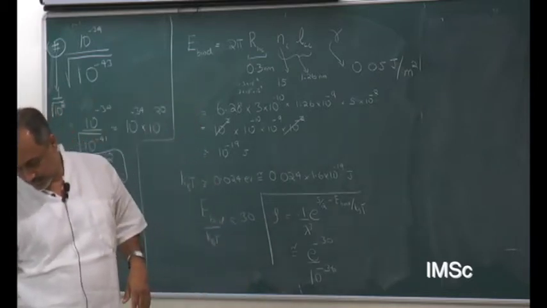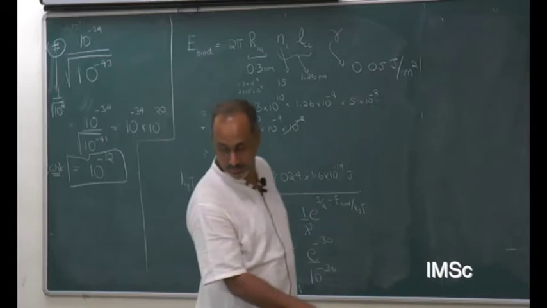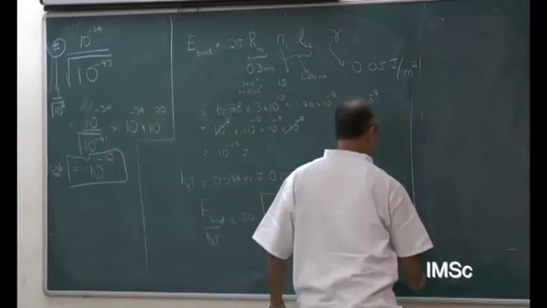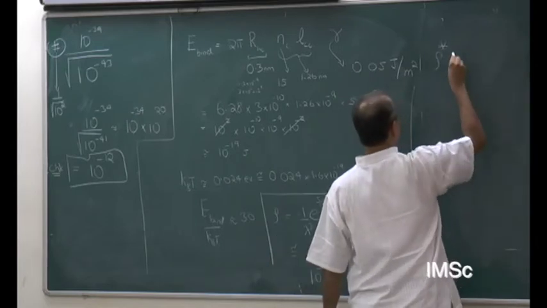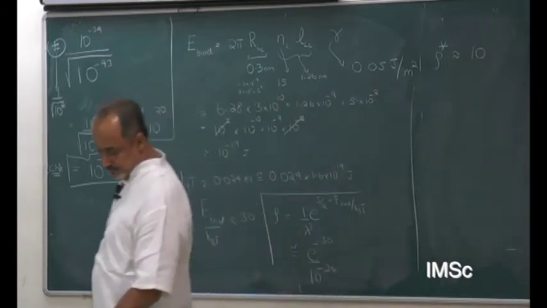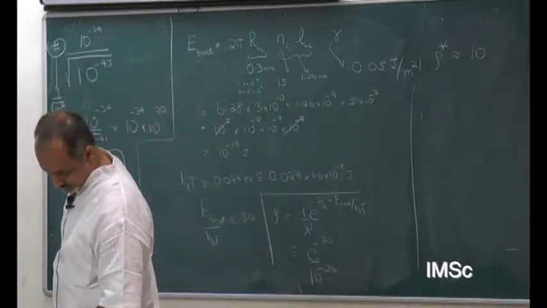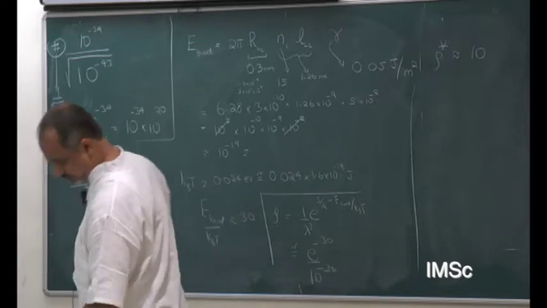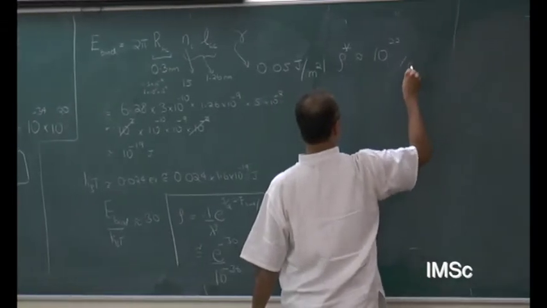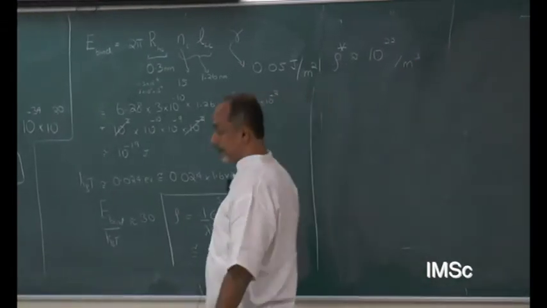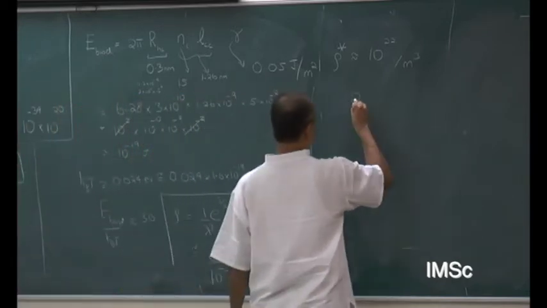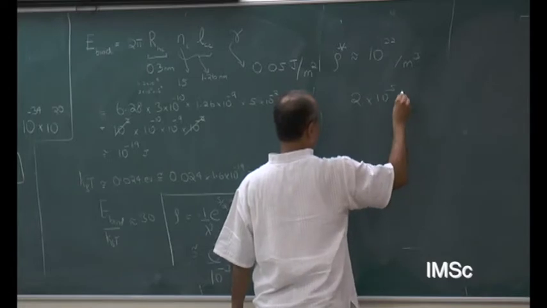The only number that I would sort of finally like you to get is something like the density for aggregation, this rho star, is approximately 10 to the power 22 per meter cubed, and that's about 2 into 10 to the power minus 5 moles.